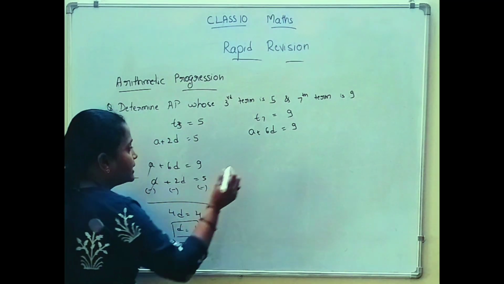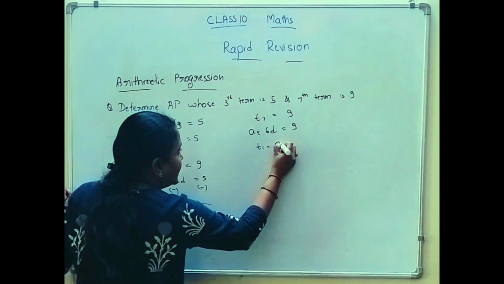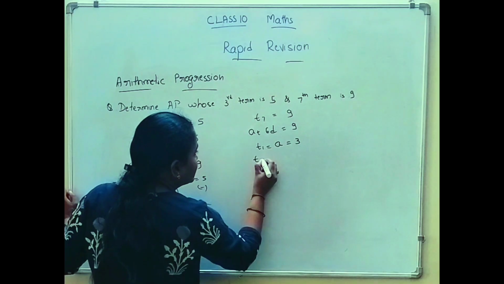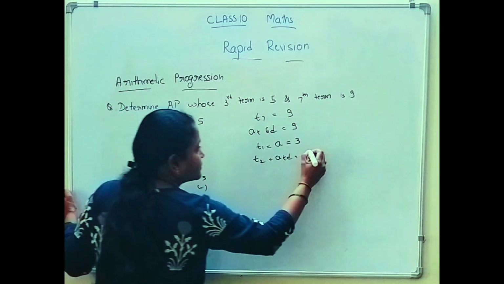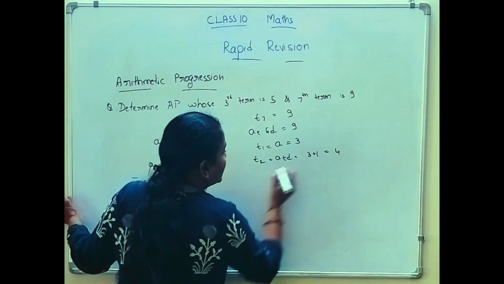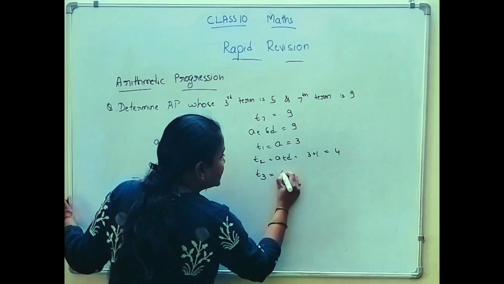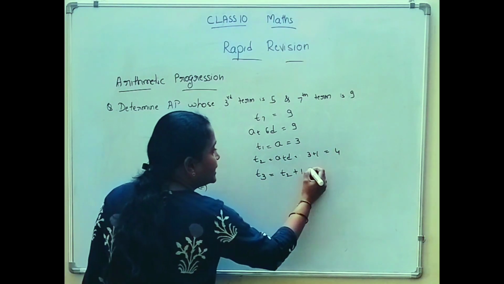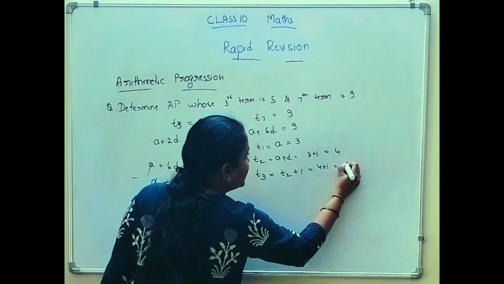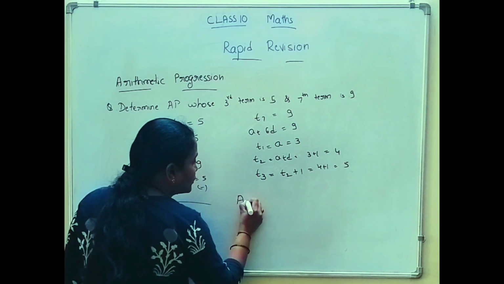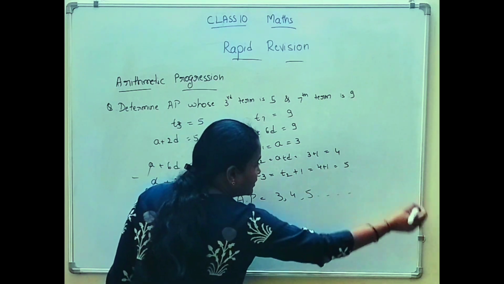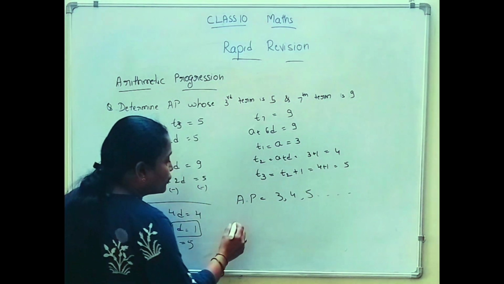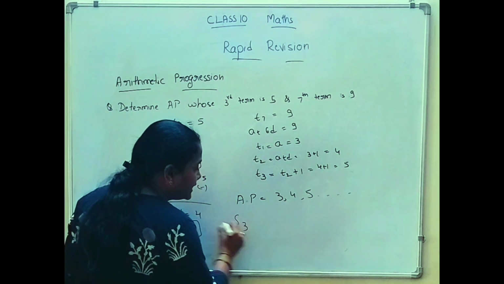So once we get A and D, it's very easy to establish the arithmetic progression. What's the first term? That is A, right? The first term is A, that's nothing but 3. The second term is A plus D, right? 3 plus 1, that is 4. And T3 we get by adding the common difference to the preceding term, so 4 plus 1 is 5. So we can establish the arithmetic progression as 3, 4, 5.